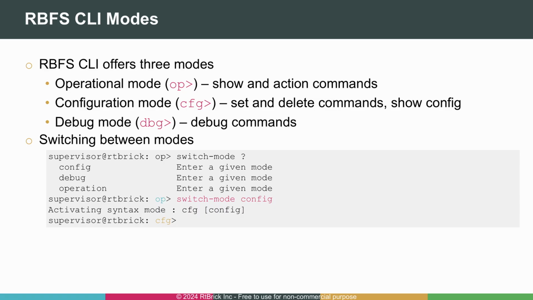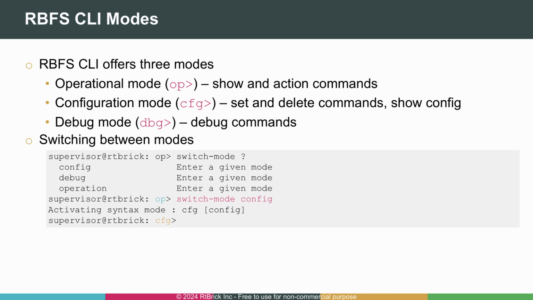Upon starting the CLI, the system enters operation mode, as indicated by the prompt. In this mode, you can display system status and reset certain states, for example interface counters. The RBFS CLI offers two additional modes, configuration mode and debug mode. Debug mode provides additional commands useful for diagnosing and troubleshooting issues. These commands are intended for advanced users and are typically used under the guidance of Rtbrick support engineers. To enter configuration mode, use the switch mode config command.